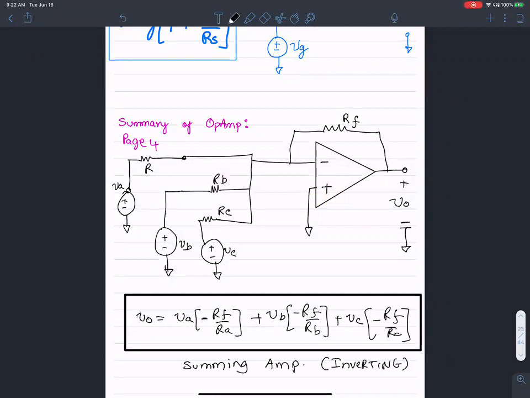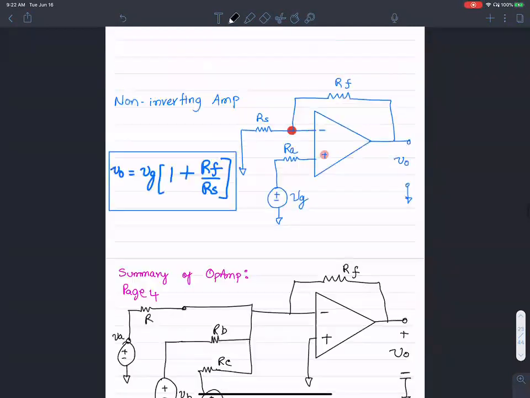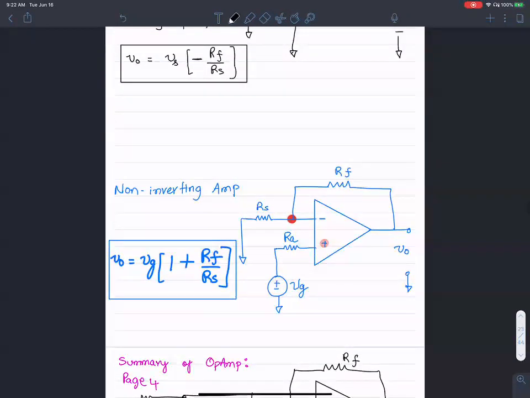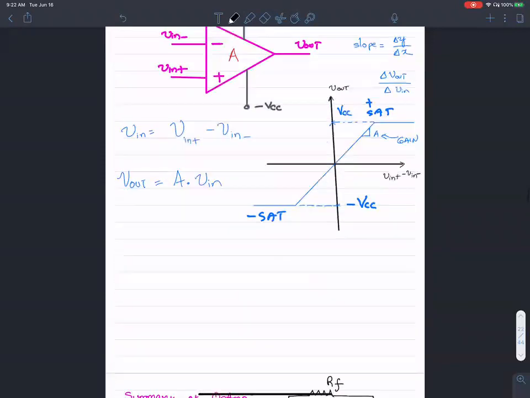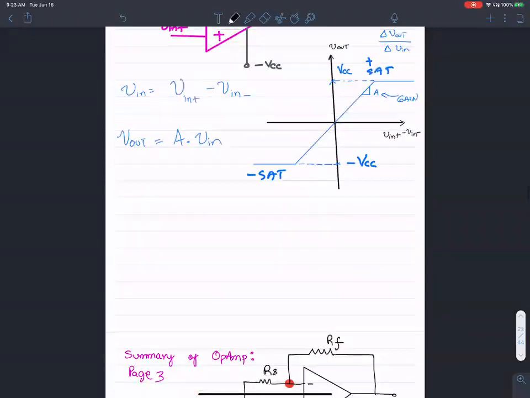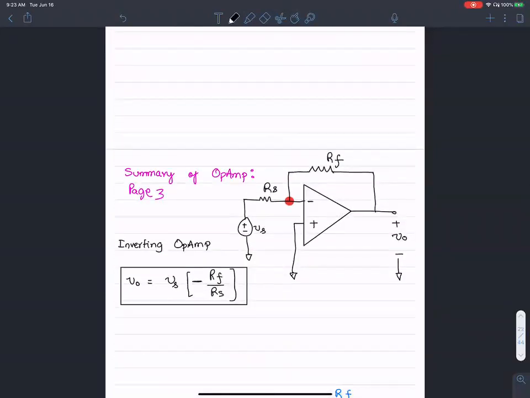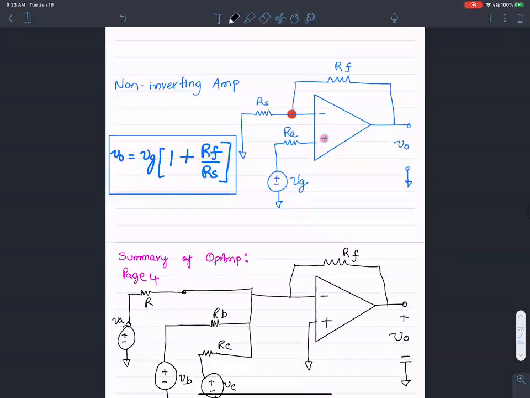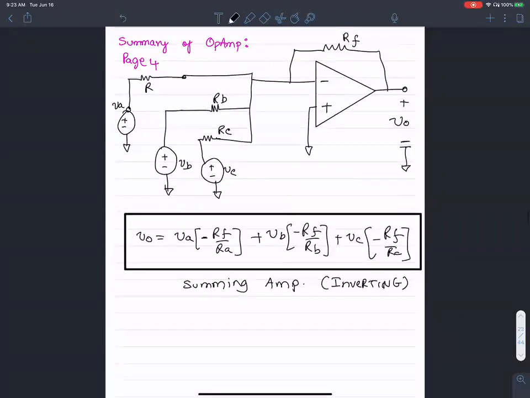So we looked at three circuits so far: an inverting amplifier, a non-inverting amplifier, and then a summing amplifier. Three circuits. We'll stop here.